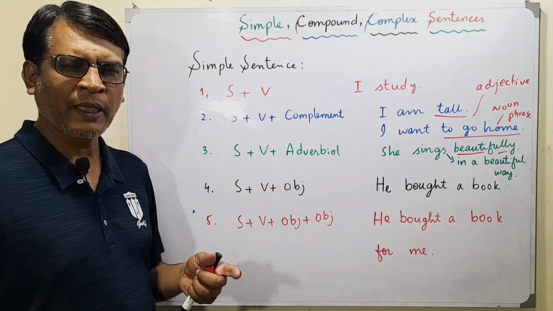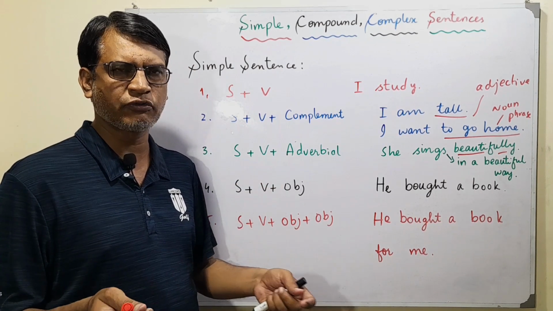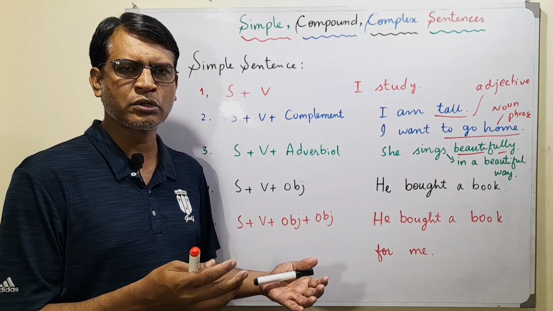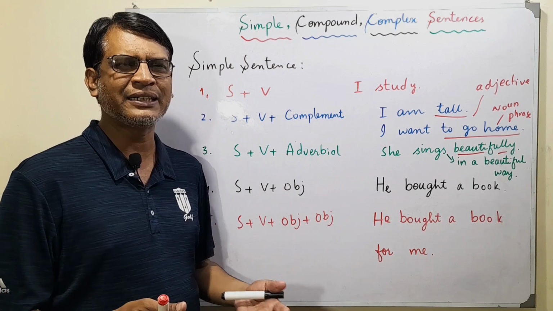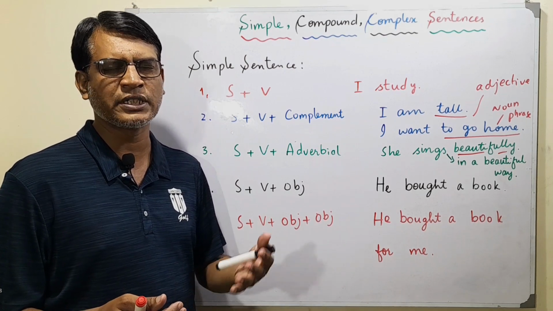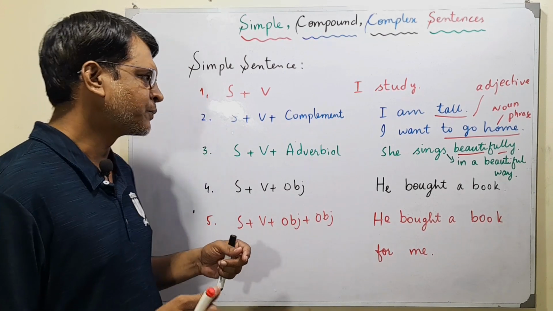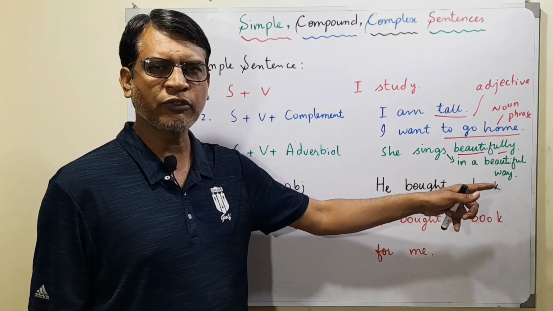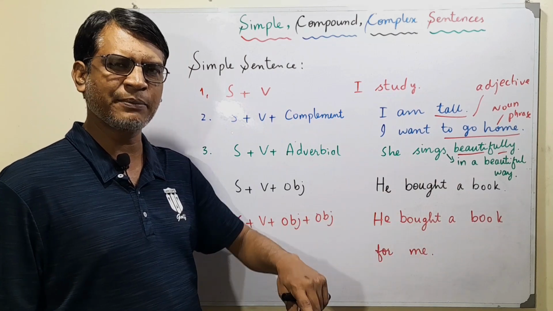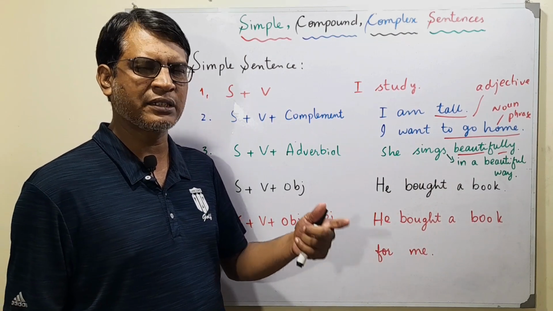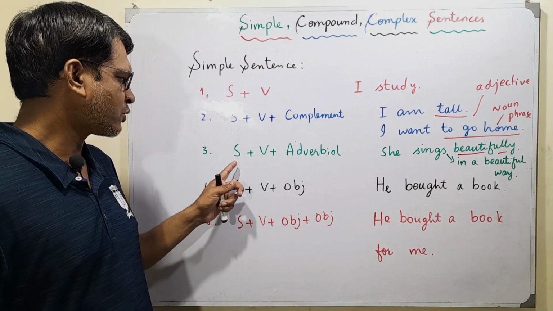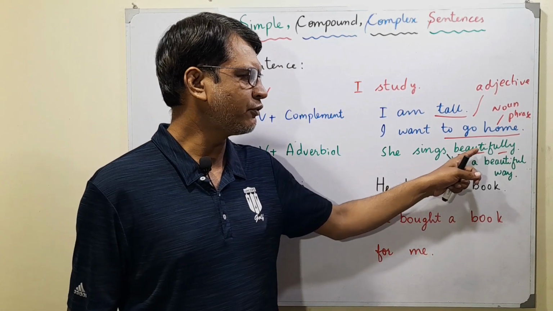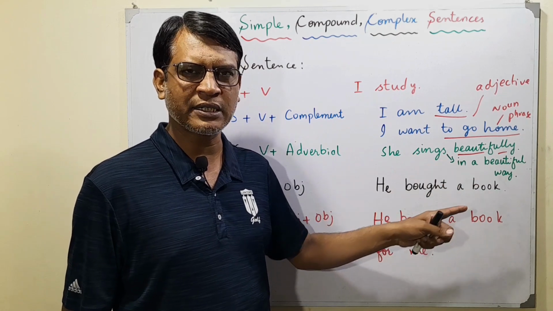If you want to know about phrases, especially noun phrase, adjective phrase, and adverb phrase, please go and watch my lessons where I have talked in detail about these phrases. So beautifully is one word, an adverb. In a beautiful way is a way of saying the same thing by using a phrase, which is called an adverb phrase. So subject, verb, adverbial. She is a subject, sings is a verb, beautifully or in a beautiful way is an adverbial.